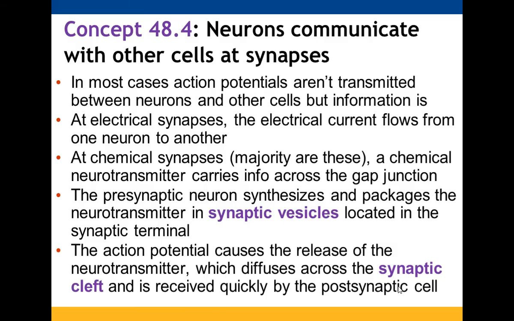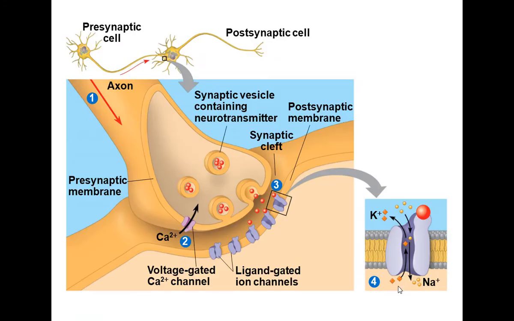Neurons are able to communicate with cells at synapses. The action potentials aren't going to be transferred necessarily between neurons and other cells, but information will be. In electrical synapses, the current is transferred to help to promote additional action potentials from being generated. At chemical synapses, which is what we find for the majority of them, a neurotransmitter will take information across, and that neurotransmitter will help to activate channels. It's taken across in synaptic vesicles, and the action potential will help to release it, which diffuses it across the synaptic cleft, and then it's received by the postsynaptic cell.